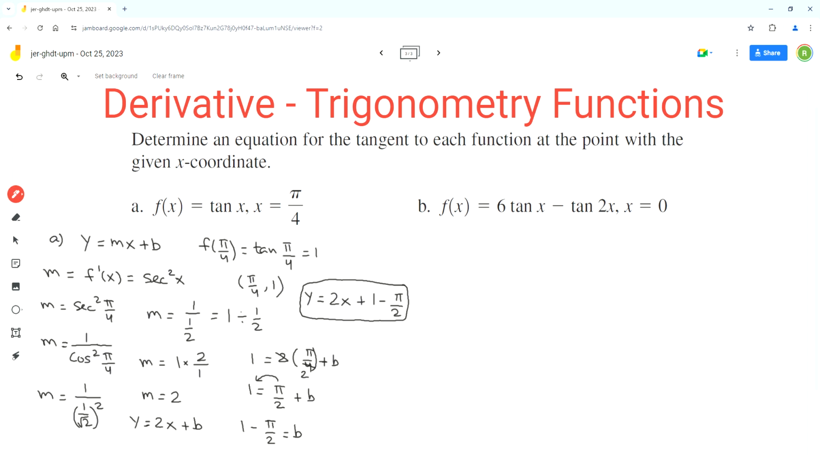In part B, we have to find the equation of the tangent to the function f of x equals 6 tan x minus tan 2x. We'll start by writing the general equation of a straight line. Now we can find the slope of the tangent, which is equal to the derivative of the function at x equals 0. This function is made up of two terms, and in the first term 6 tan x, 6 is the coefficient of the term, so it will stay as it is, and the derivative of tan x is secant square x.